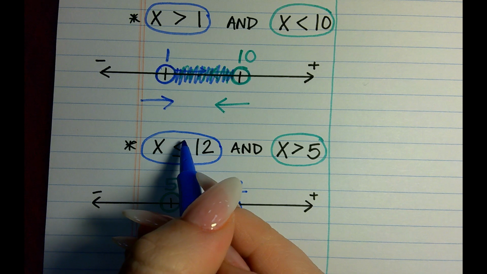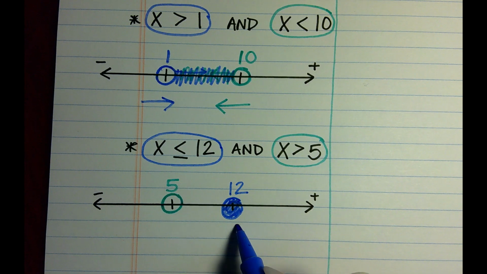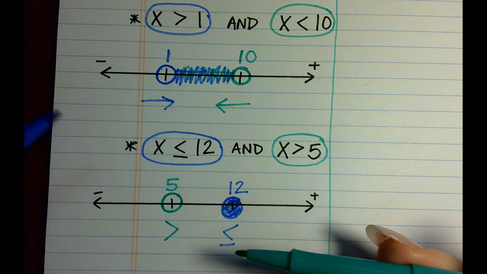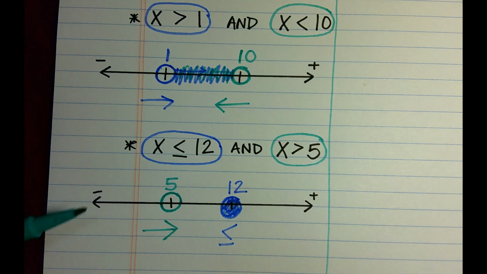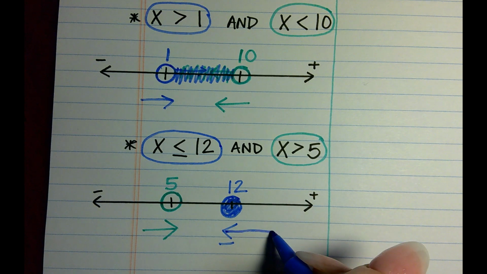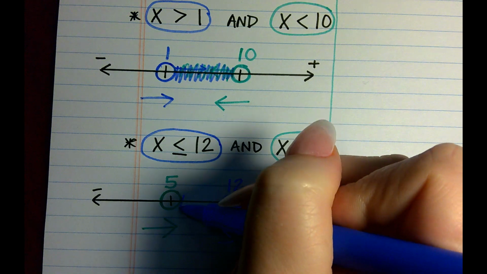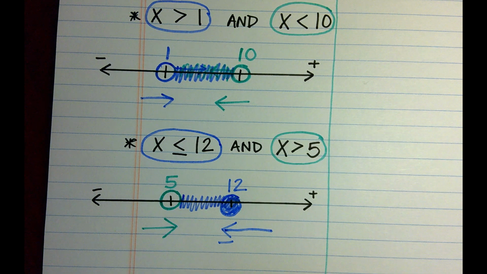For 12, we have a less than or equal to symbol. For 5, we have greater than. Notice how my 5 is pointing this way. My 12 is pointing that way. They're pointing towards each other. So we shade in the middle.